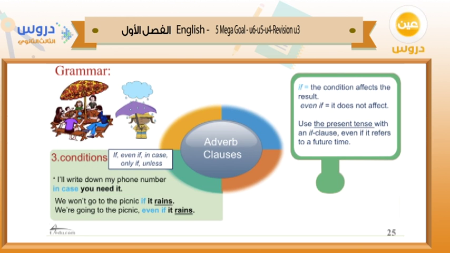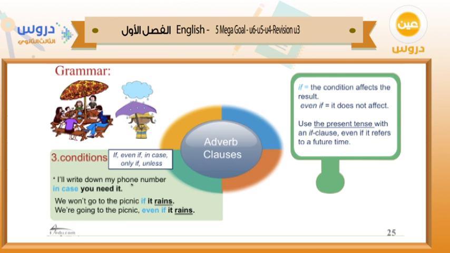Number 3, the third category here is conditions. I use adverb clauses to clarify the conditions here. For example, I have to use some linking words like if, even if, in case, only if, unless. These words indicate the conditions.